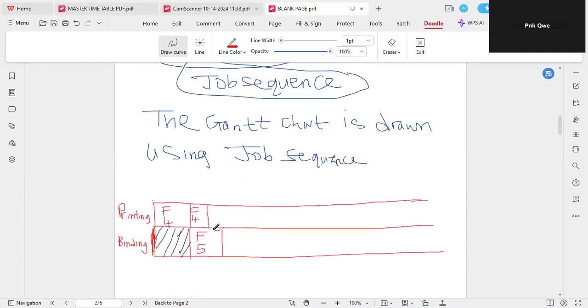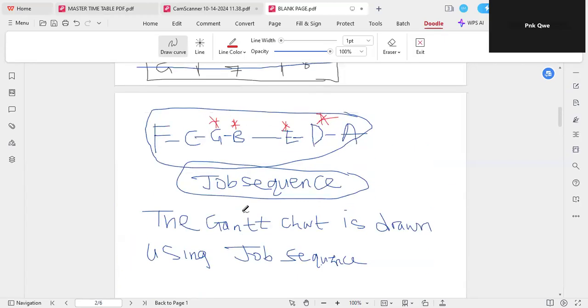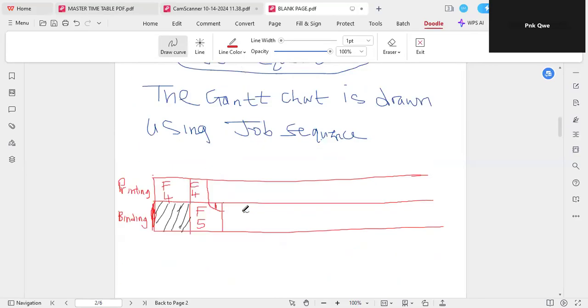Of course, here there is the difference of 1 hour. So they are starting printing G. G is taking 7 hours, meaning that this would have taken 6 hours longer.